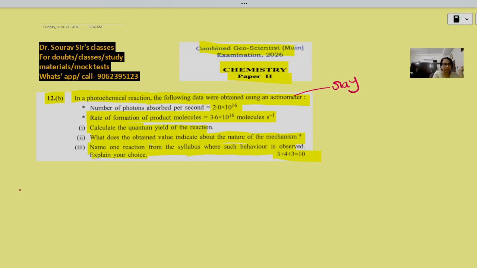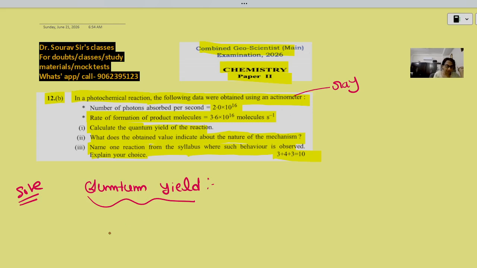Okay, so now start the solution. According to the first question, calculate the quantum yield. So what is the formula of quantum yield? First we will write the formula of the quantum yield. And scientists can calculate the quantum yield of any reaction with the help of this type of instrument, that is the actinometer.